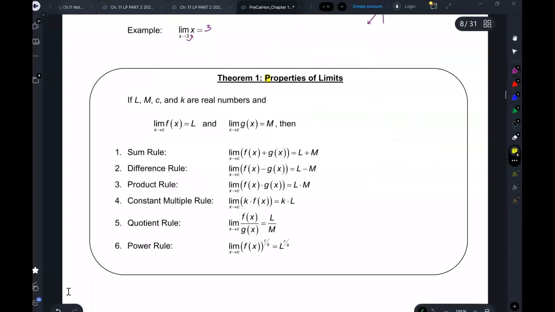So let's talk about some properties of limits. All right? So suppose you have f of x, and the limit of f of x is L. And then suppose you have another function g of x, and the limit of g of x as x approaches c is m. Then you can have all sorts of combinations. So if you add f of x and g of x, you just add the limits. If you subtract f of x and g of x, you subtract the limits. Multiply, same thing. If you multiply one function with a constant, you multiply the limit with it, and so on.